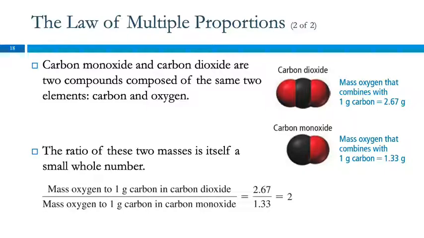The law of multiple proportions says if we take this ratio and divide by that ratio, so that's what we're doing here, 2.67 divided by 1.33, we're going to get a small whole number. So here we get 2. And what that says is that the carbon dioxide has twice as many oxygen atoms as the carbon monoxide. So we can use the masses to help us identify how many atoms of each element are present, even though they're way too small to be seen. We can use the masses to learn about the compounds.